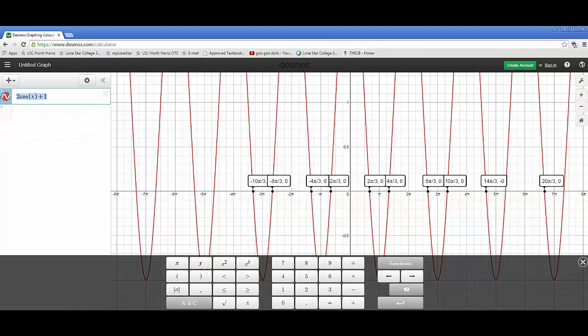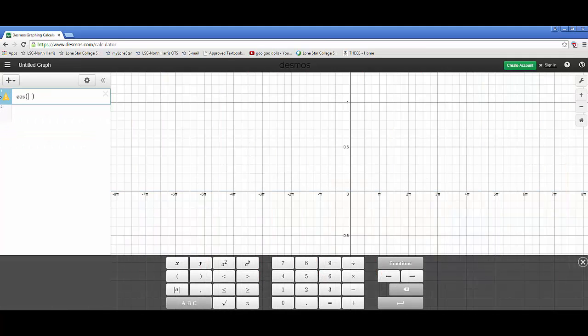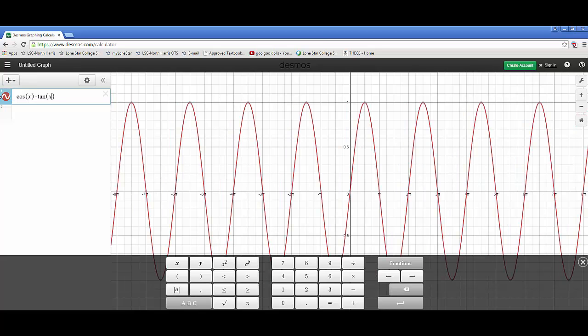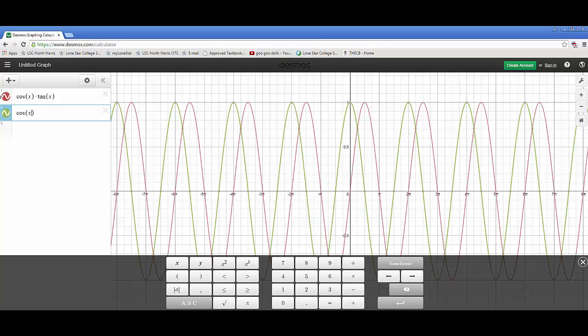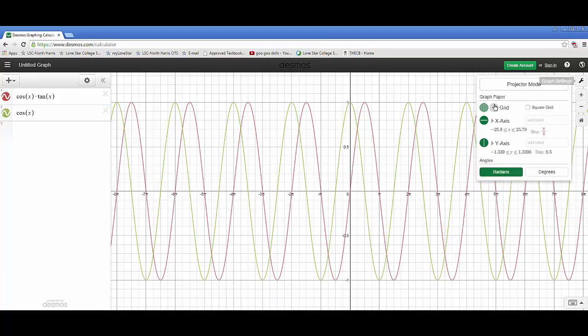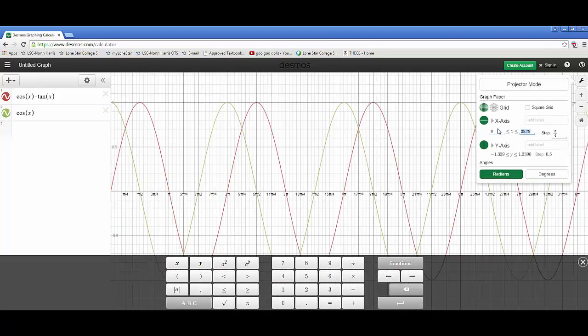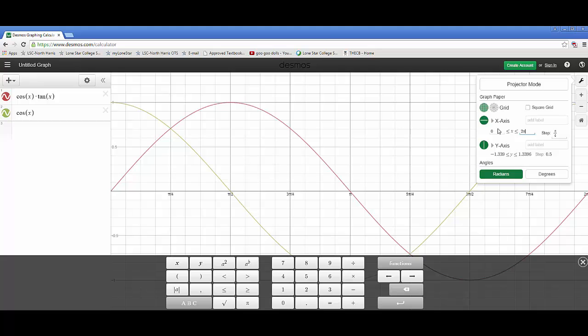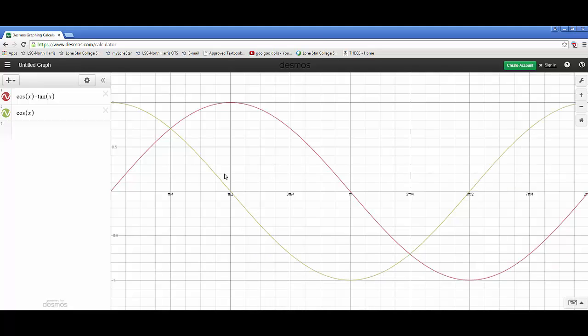Now let's go ahead and check those out graphically. So what I'm going to do is just type in cosine x times tangent x, okay, and I want that to be equal to cosine x. Now I'm looking specifically at the interval from 0 to 2 pi, and so what we want is where these guys cross, and where they cross is at pi over 4, 5 pi over 4, and there should be something else in there.